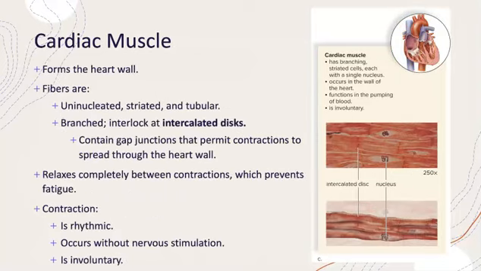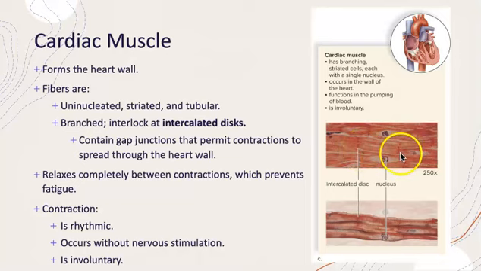All right, for our cardiac muscle, we're only going to find this in the heart wall. Our fibers here are uninucleated, so we only have one nucleus per cell. And here it's going to be striated just like our skeletal muscle and has a tubular shape to it. We'll also see that it is branched. So you can kind of see this over here where we have some branching taking place of the cell, and they interlock with other cardiac cells at these areas called intercalated discs.